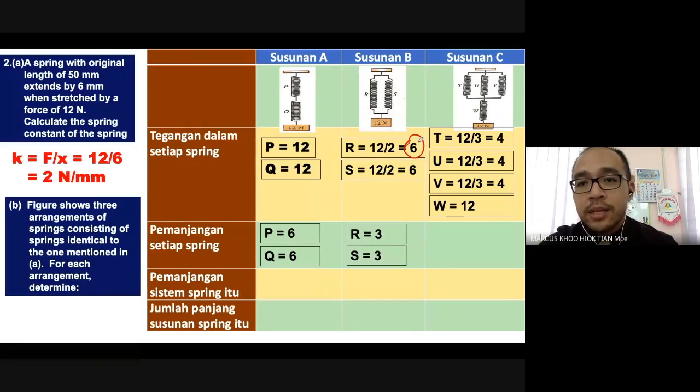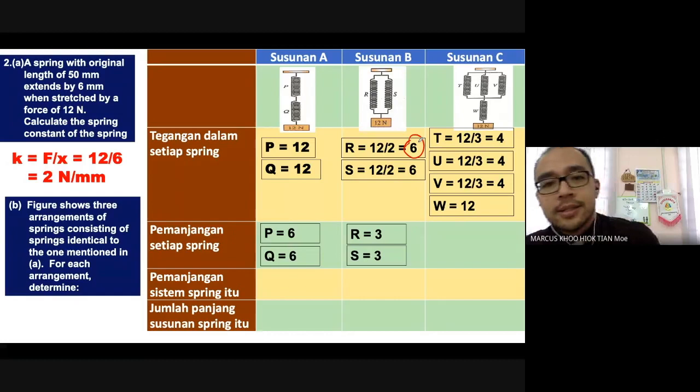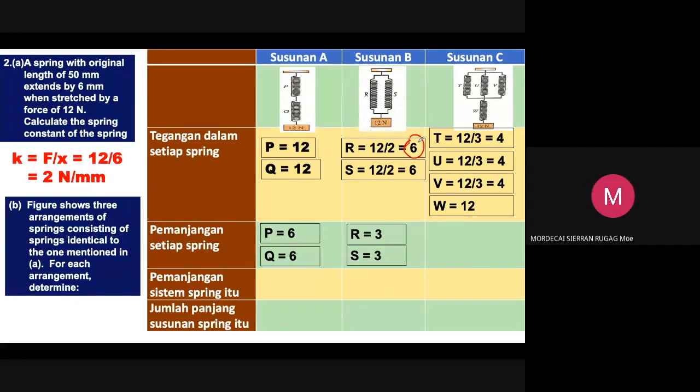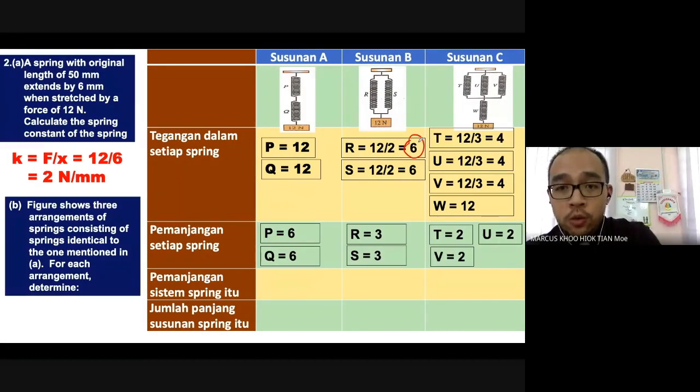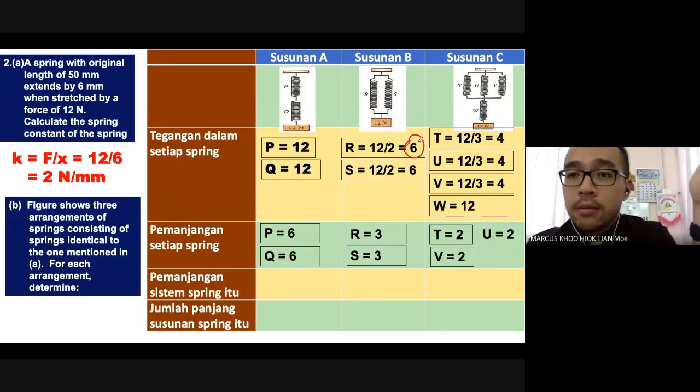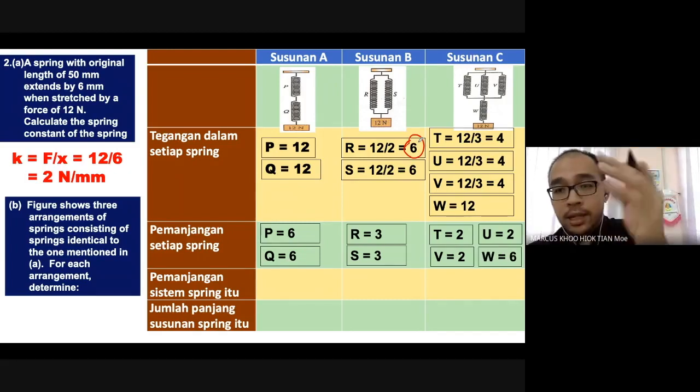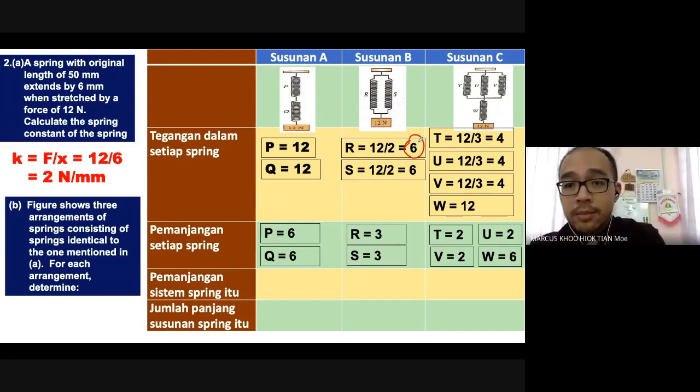Now tell me T, U, V, and W. Obviously, W, everybody knows that. W will be 6 lah. But what about T, U, and V? 2, 2, 2, right kan? Okay, so T will be 2, U will be 2, V will be 2 because they each have to extend only 6. Okay, and then manakala W will be 6 lah, 6 millimeters.